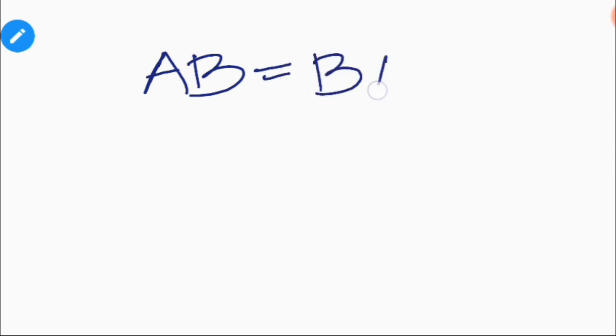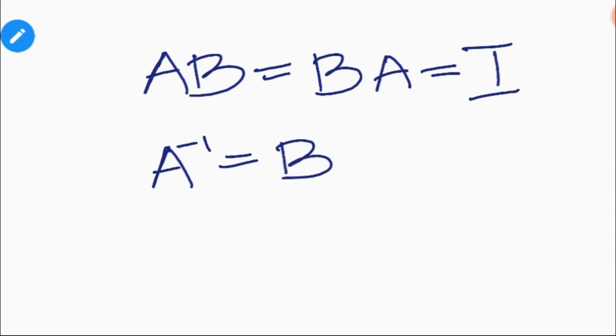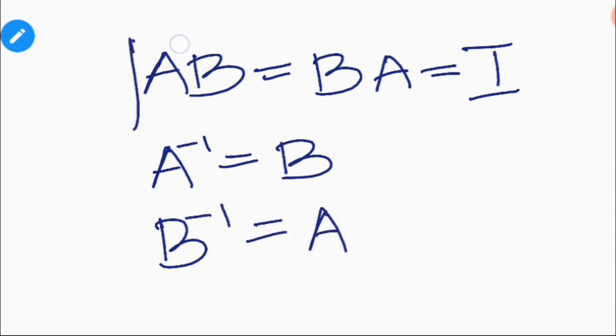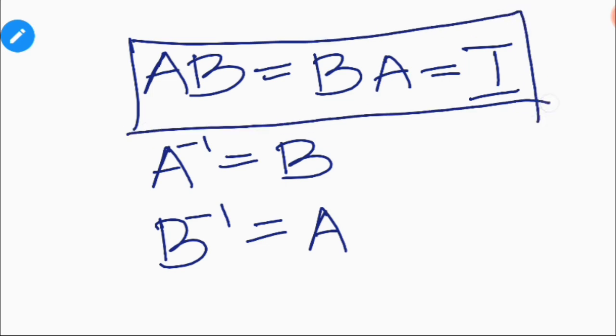So in general, if AB equal to BA equal to I, then B is called the inverse of A, that is A inverse equal to B, and A is called the inverse of B, that is B inverse equal to A. So if AB equal to BA equal to I, A is the inverse of B and B is the inverse of A, that is A inverse equal to B and B inverse equal to A.